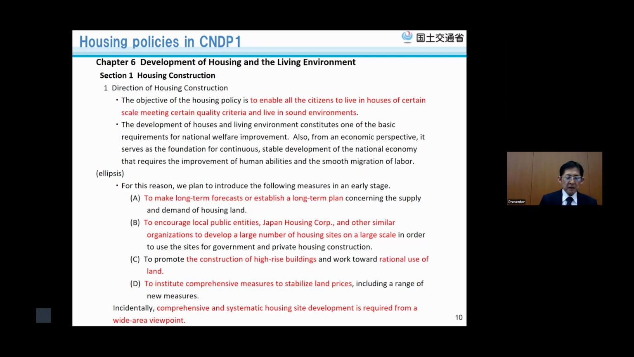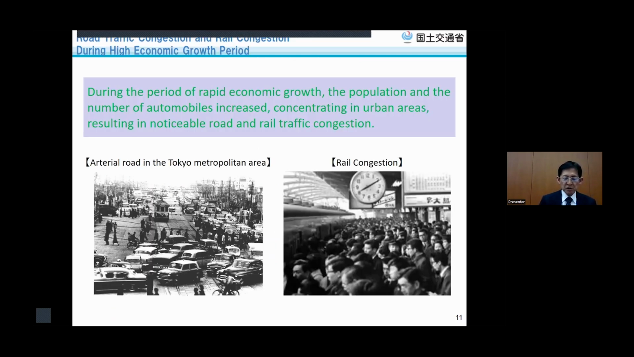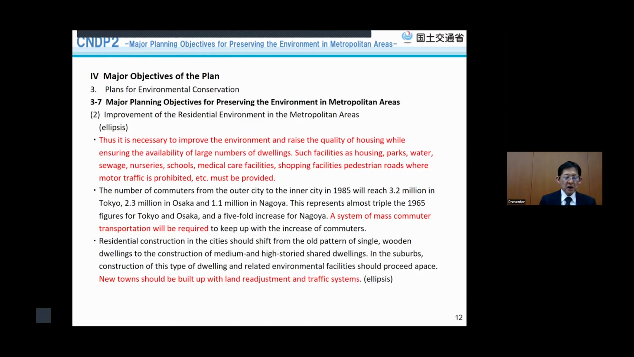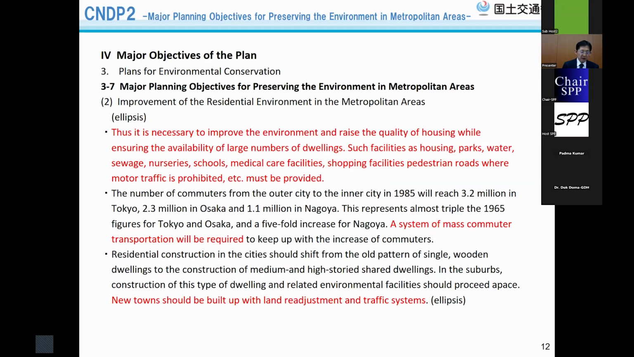Going on to the next page, in the economic high growth area, we saw a concentration of the population and congestion of the traffic. Going on to the next page, in 1969, the second comprehensive land plan was formulated. As for the housing plans, while promoting affordable housing, facilities such as housing parks, water, sewage, nurseries, schools, medical facilities, and shopping facilities were created.